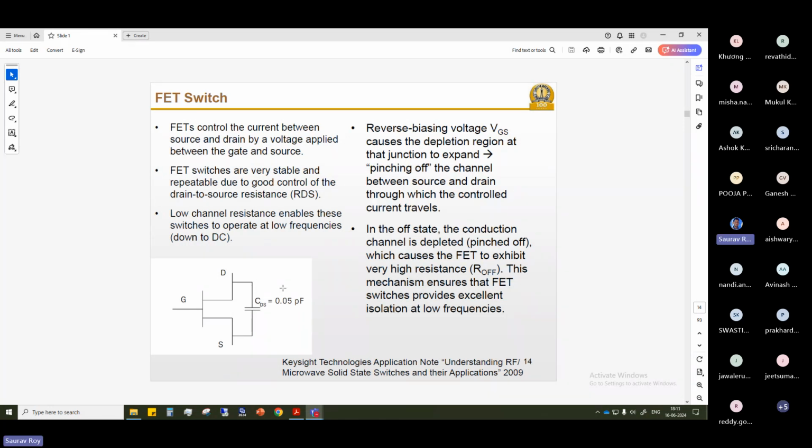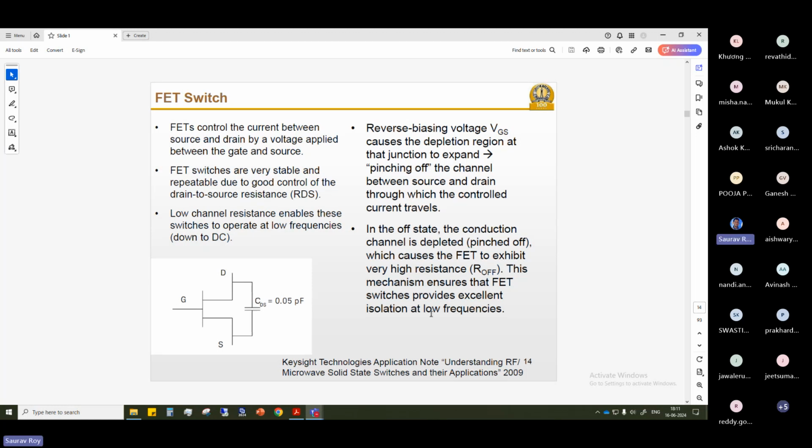And the reverse bias voltage VGS causes the depletion region. That gives what you call, in semiconductor terminology, pinching of the channel. Because of that, the source to drain current is controlled by applying the voltage. In the off case, obviously the channel does not get formed. And this mechanism ensures that we have very good isolation at low frequencies.